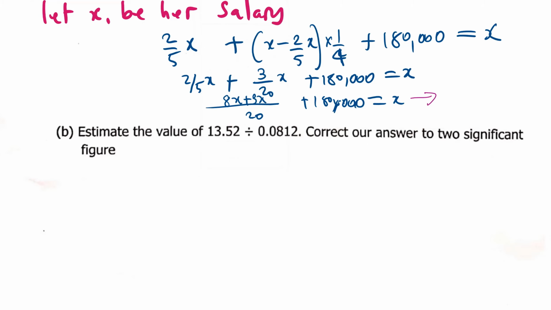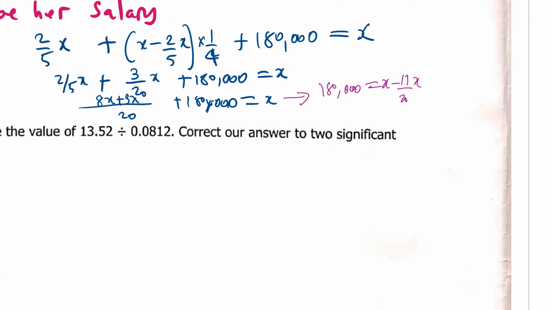The result here now is 180,000 equals to XC minus 11/20X. Okay, and what we get here, you have 9x/20 equals to 180,000. So XC will be equal to 180,000 multiplied by 20 divided by 9. So you can simplify. By 9 it is 1, by 9 here it is 20.